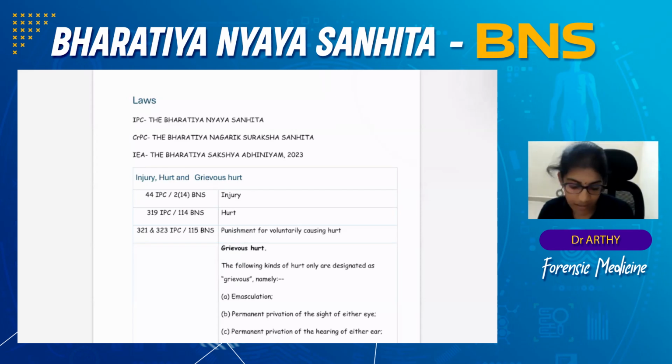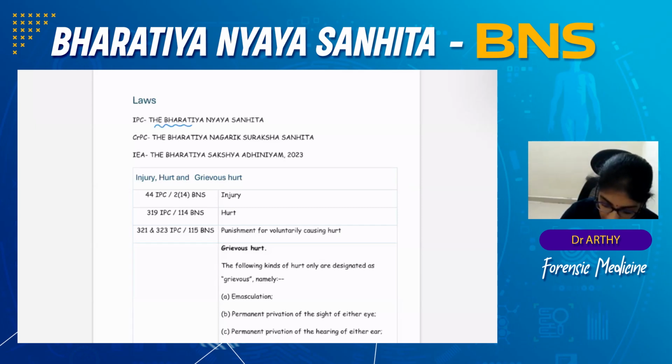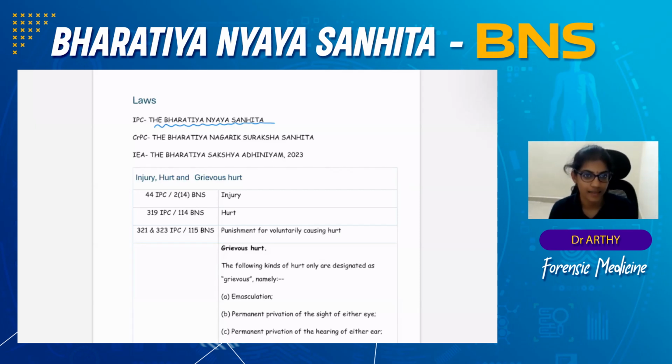Before we start, a few of the things that we predict they might ask are as simple as this. What is IPC being replaced with? IPC is now replaced with BNS, Bharatiya Nyaya Sanhita. They will give it as a drop down. So just remember BNS.